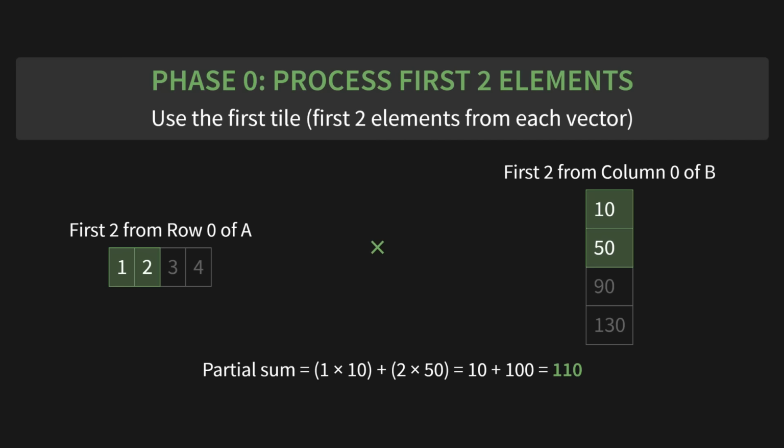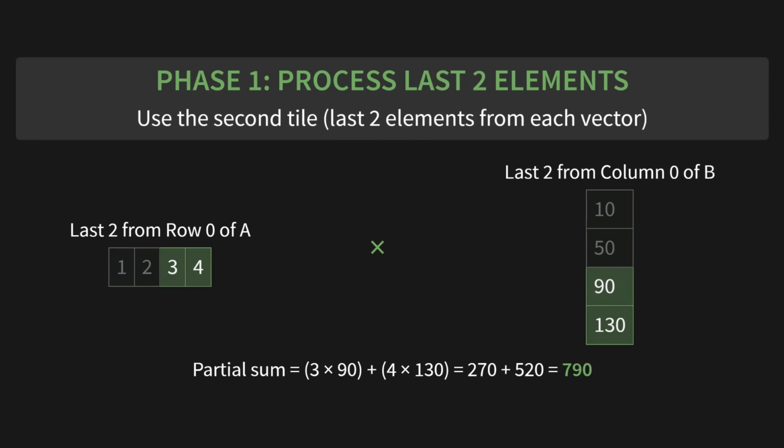Phase 0. We process the first two elements. We use the first tile, which is just the first two elements from each vector. So we take the first two from row 0 of A, that's 1 and 2, and multiply by the first two from column 0 of B, that's 10 and 50. Our partial sum is 1 times 10 plus 2 times 50, which equals 110. We'll hold on to that number.